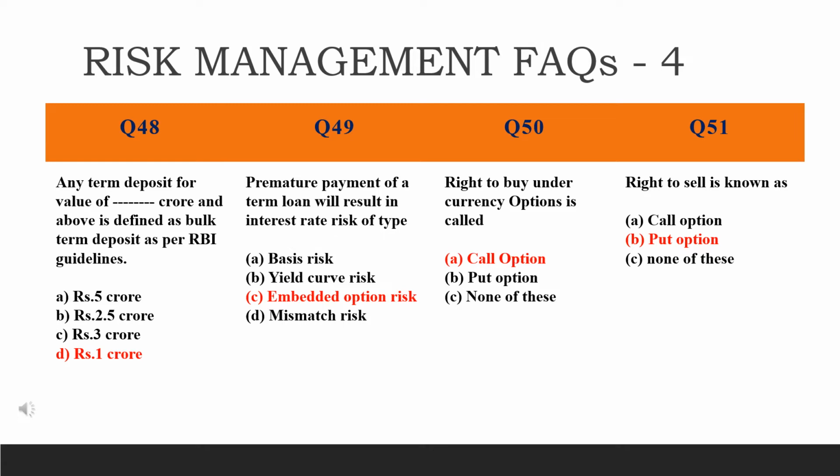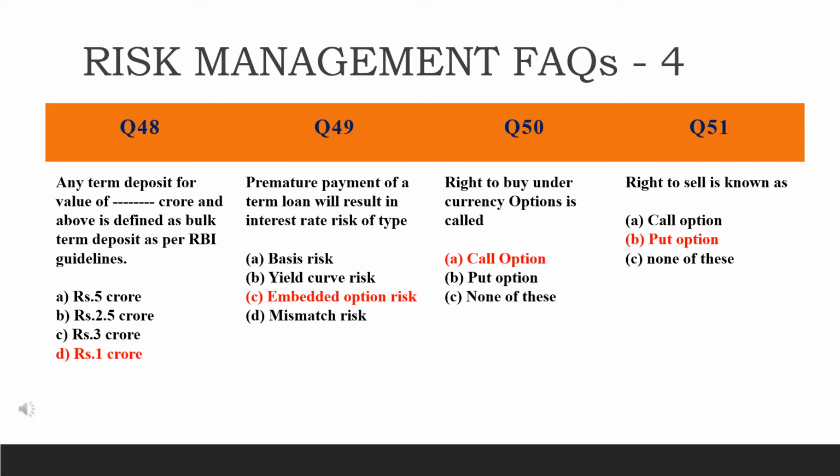Just read the question. Any term deposit for value of dash crore and above is defined as bulk term deposit as per RBI guidelines. Now just see here, there are four options given. You can see on the screen, the answer is also highlighted in red color. Don't look directly at the answer; read the question by yourself first, then go for the answer which we have highlighted, D, that is rupees 1 crore.